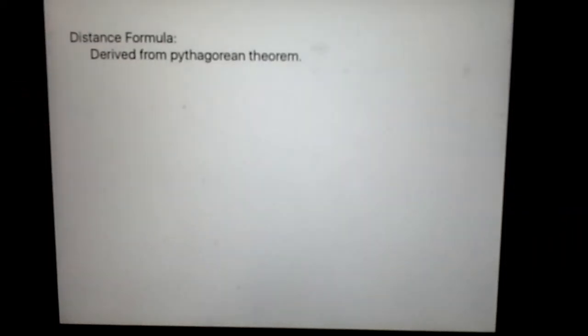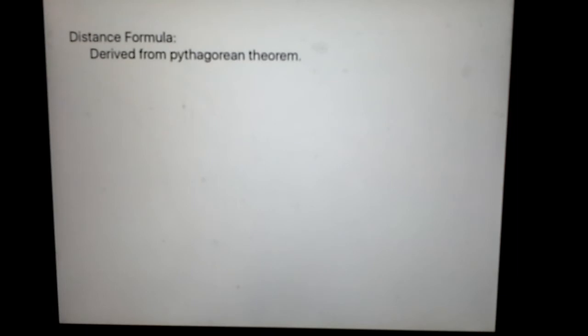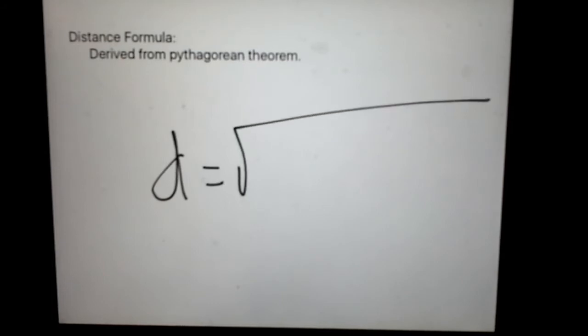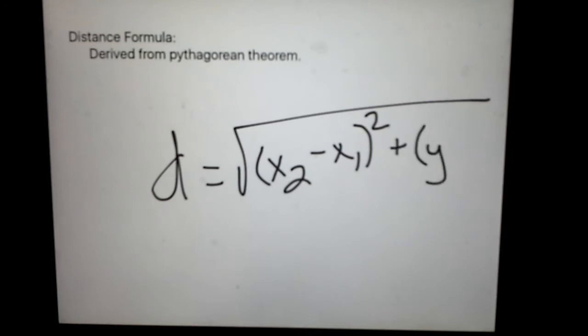This video is on the distance formula. The distance formula is derived from the Pythagorean theorem. The distance formula is d equals the square root of (x sub 2 minus x sub 1) quantity squared plus (y sub 2 minus y sub 1) quantity squared. In the next few slides, we are going to see how to use the distance formula.